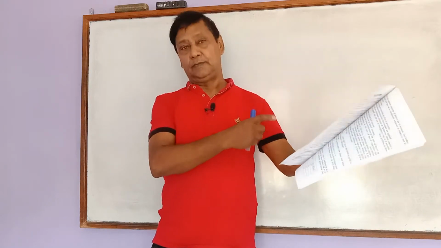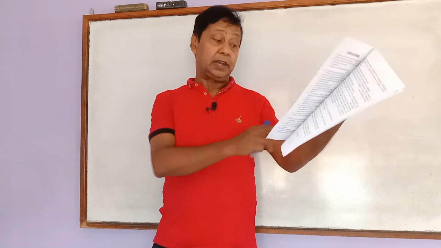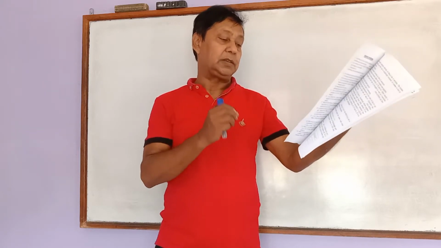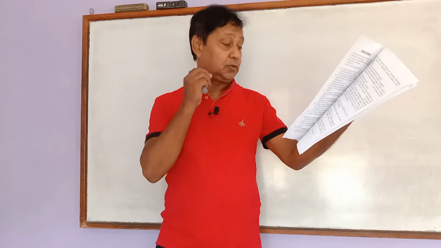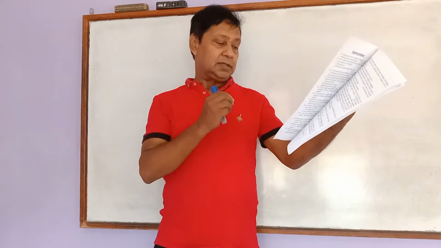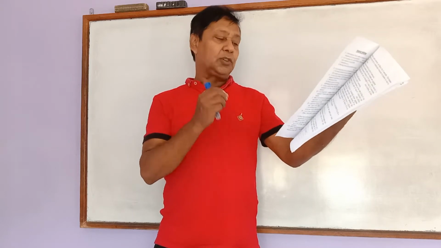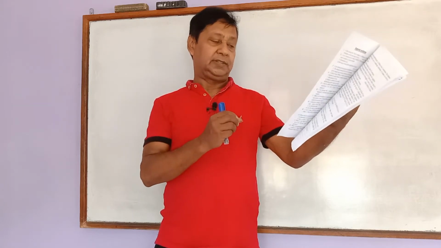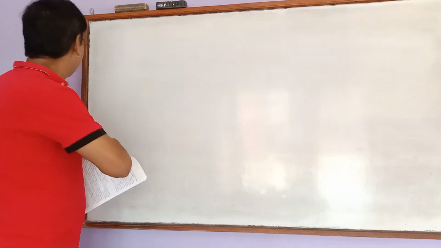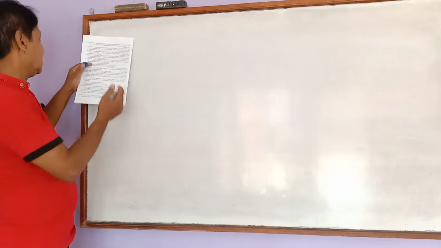This is question number 24. A cricket ball of mass 120 gram moving at a speed of 20 meter per second is brought to rest by a player in 0.02 second. Find out the force applied to stop it. Now this is related with cricket. We are writing the information given.